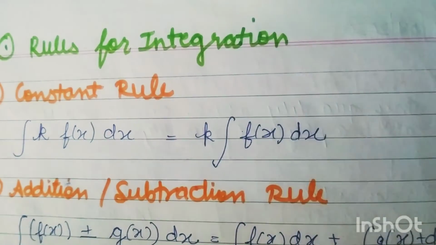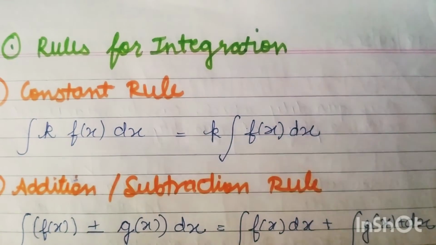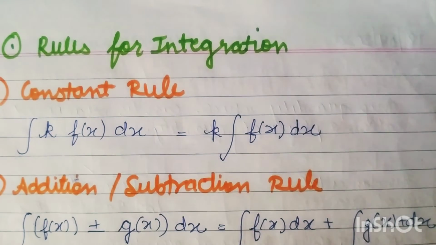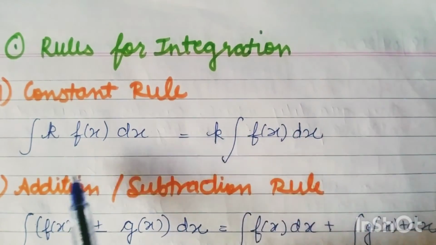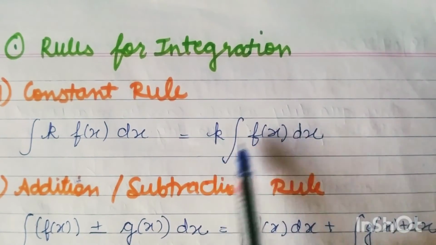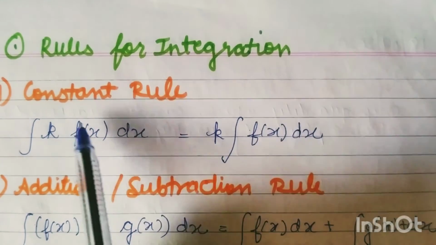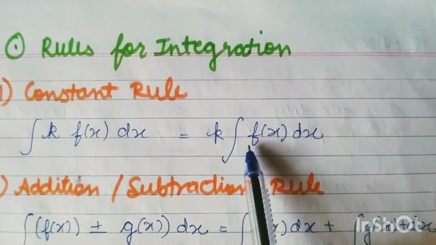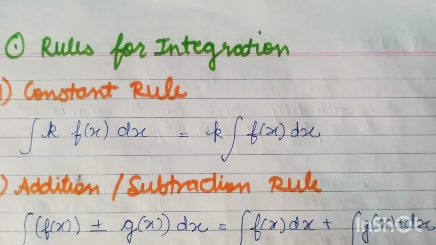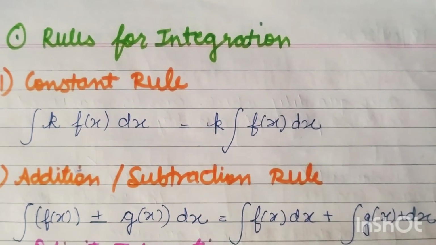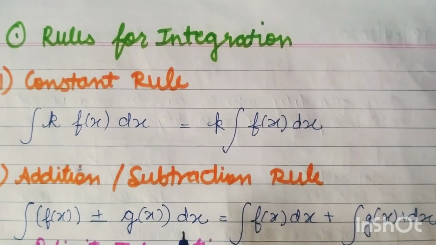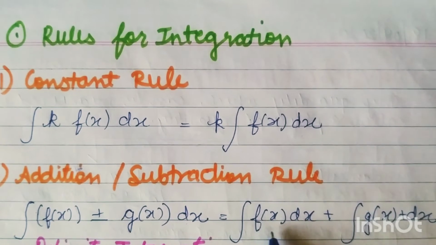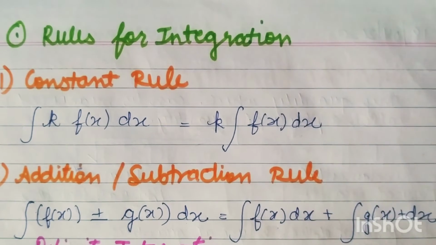Coming on to the rules of integration. For differentiation we had 5 rules, but for integration we have only 2 rules, that are the constant rule and the addition subtraction rule. Integration of k constant times f(x) with respect to x will be the same as we have done in differentiation, taking the constant to this side and then integrating f(x). Simple. The addition subtraction rule is the same. Integration of f(x) plus minus g(x) with respect to x will be integration of f(x) plus minus integration of g(x). Very simple.